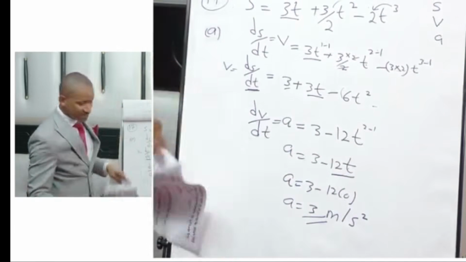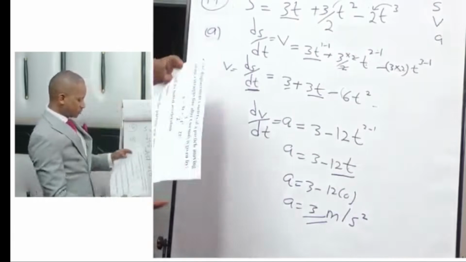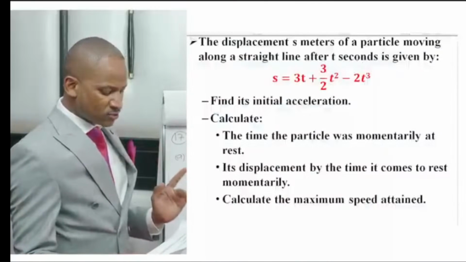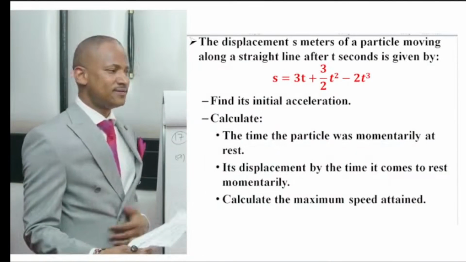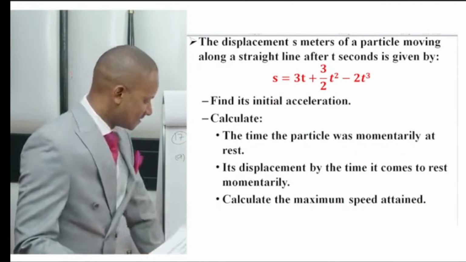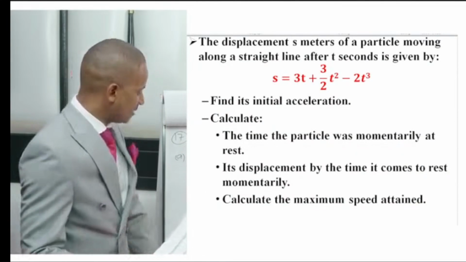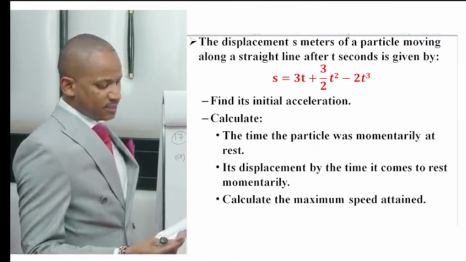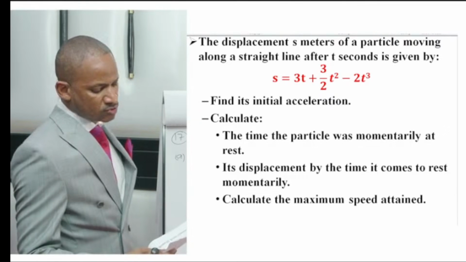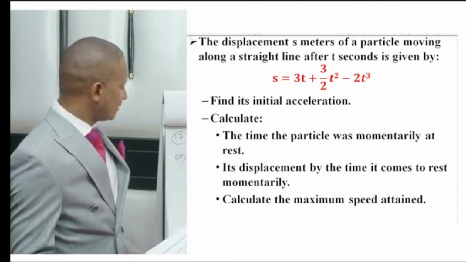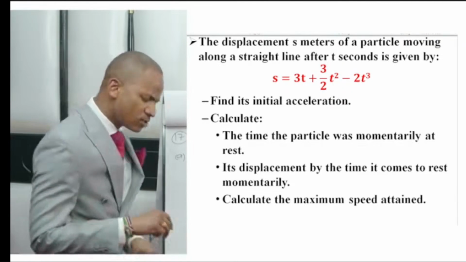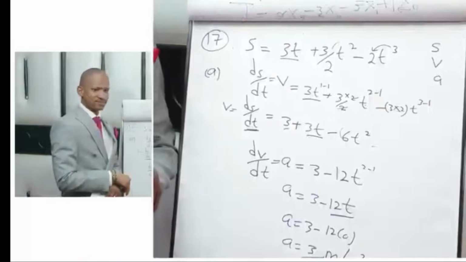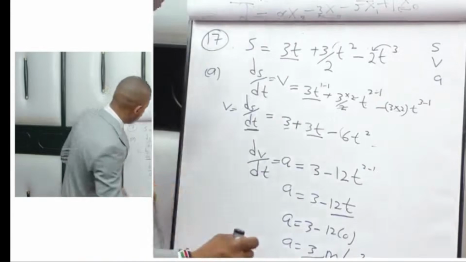Next part. These are different parts. This is a 10 marks question. Calculate the time the particle was momentarily at rest. Hapa sasa itabidi unaelewa kidogo, but it's very easy. The particle was at rest, not moving. At rest, velocity is 0.